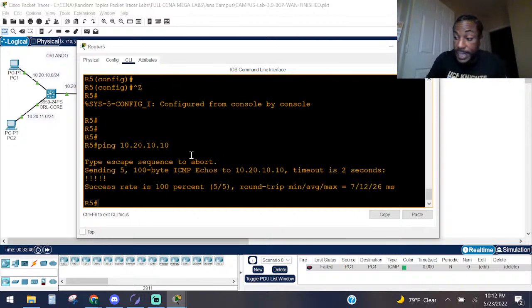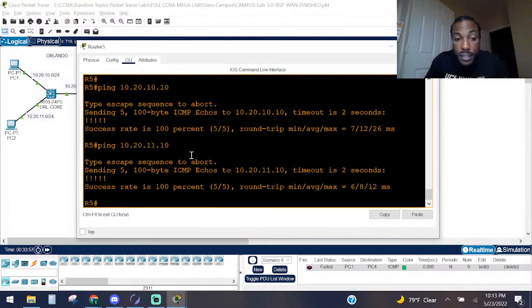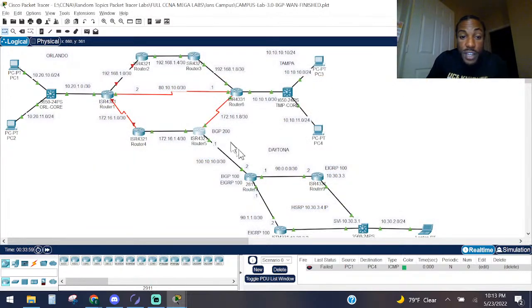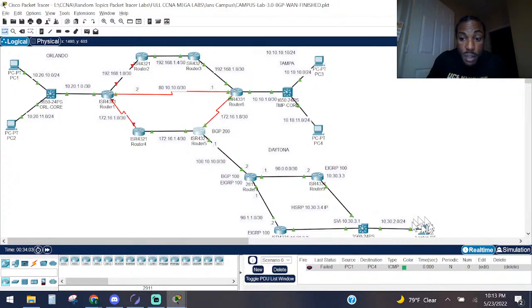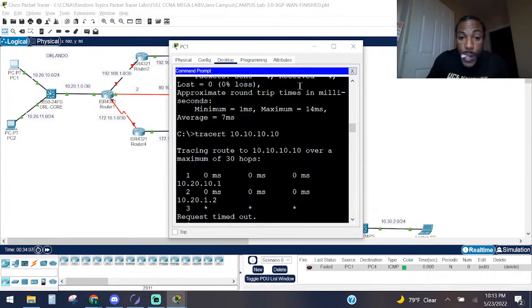10.20.10.10. Yes, I can. Can I ping another PC, which is in Orlando? Ping 10.20.11.10, and I got a reply. So now that we've done all of that, let's see if Orlando can finally ping Daytona, and then we'll move on to the next lab.